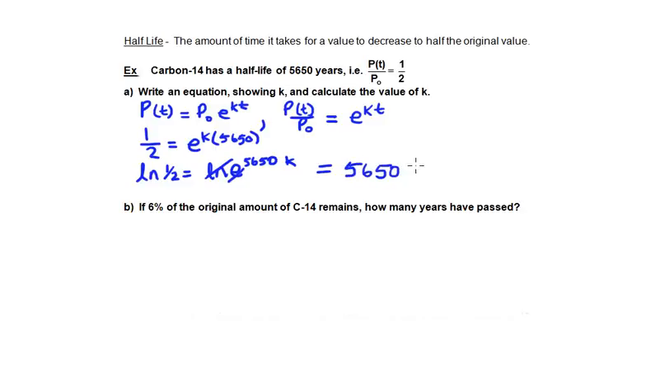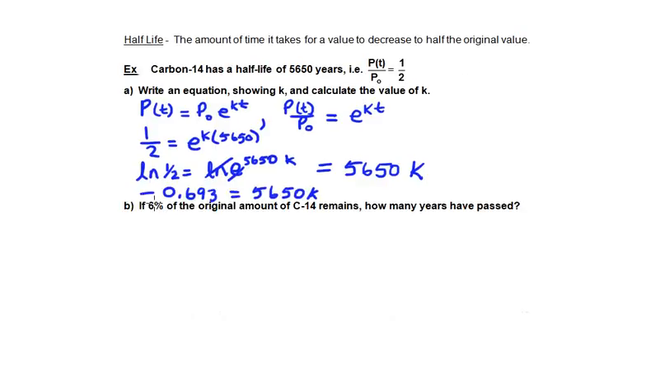5,650k. So now it's relatively straightforward to solve for k. We can calculate natural log of a half, and that's equal to negative 0.693. And then solving for k, we're going to divide both sides by 5,650. So we can use a calculator to figure out that value, and we end up with a very small number. We get then that k is equal to negative 0.00012, or 12 10,000ths.